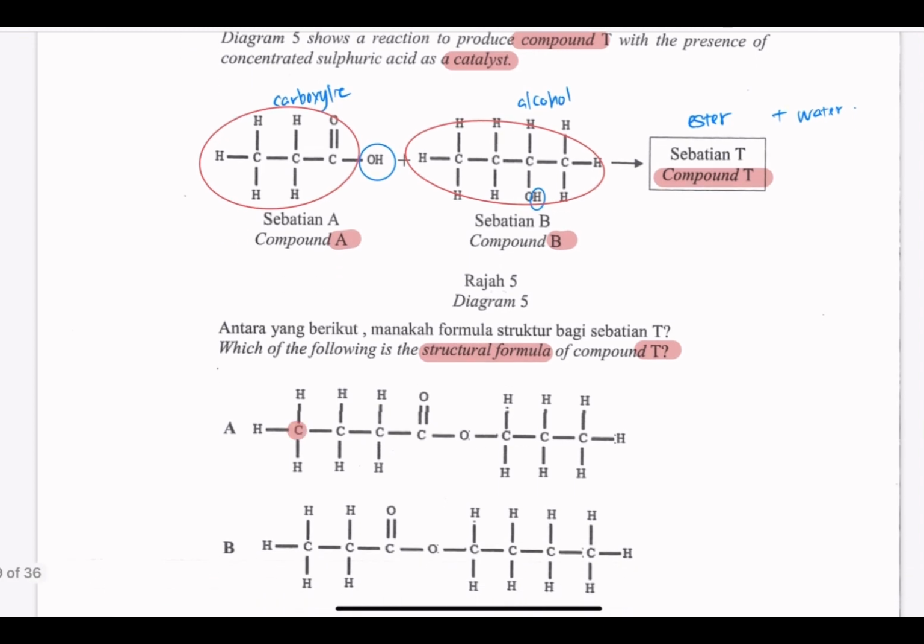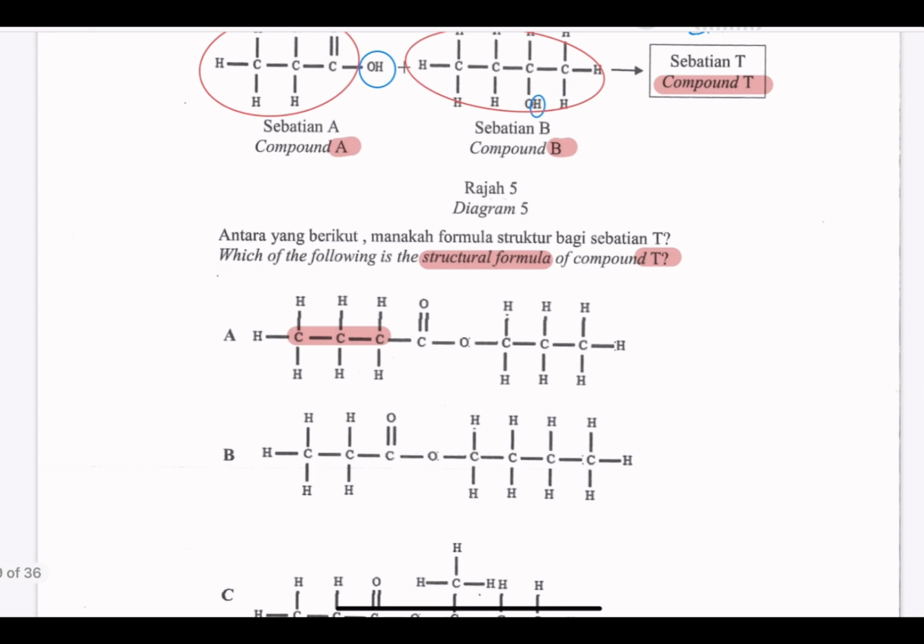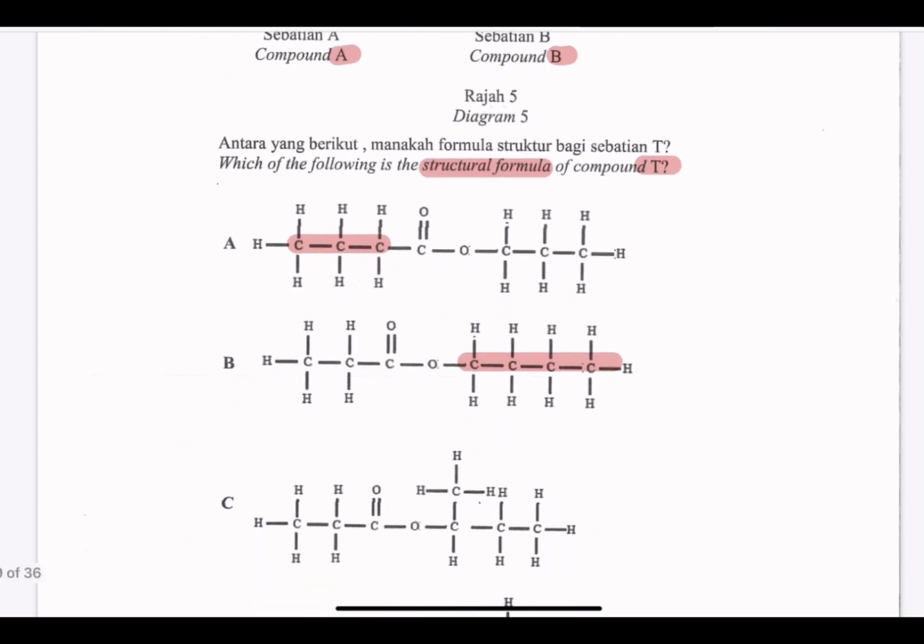Okay, 3 carbons from the carboxylic acid, correct. But this one is incorrect. This one didn't match with our alcohol. So B is also incorrect. Not the correct alcohol.